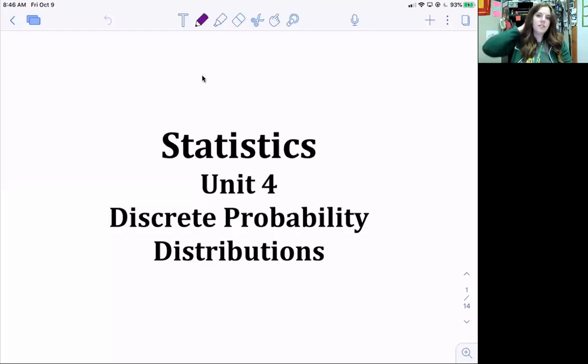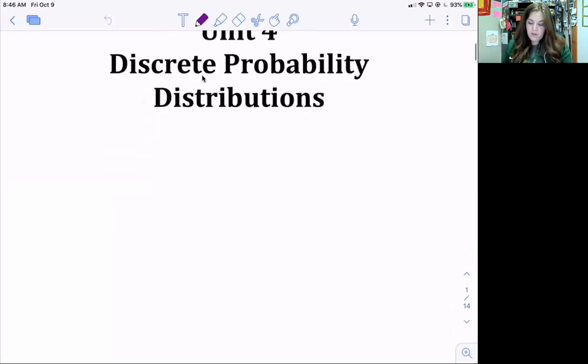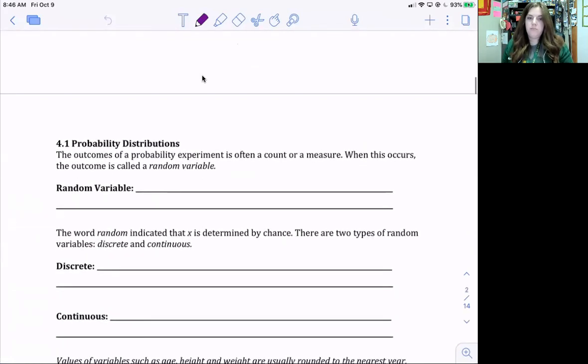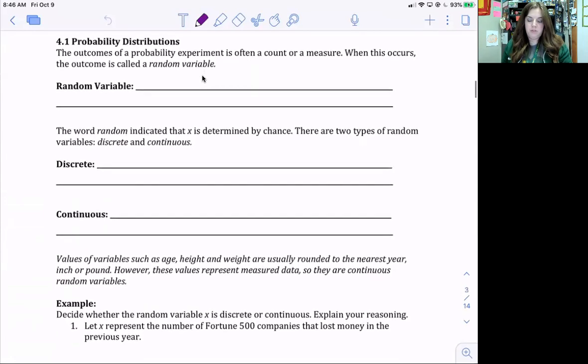Okay, so in statistics now we're going to look at Unit 4, and we're going to look at discrete probability distributions. When we come back for Unit 5, we'll start looking at continuous probability distributions. So for our first section, we're just going to talk about the basic properties of a probability distribution.